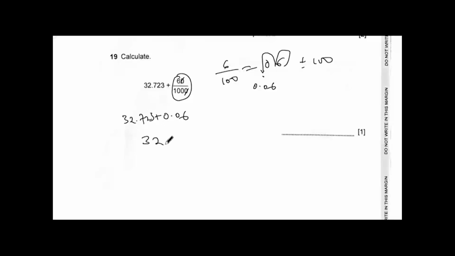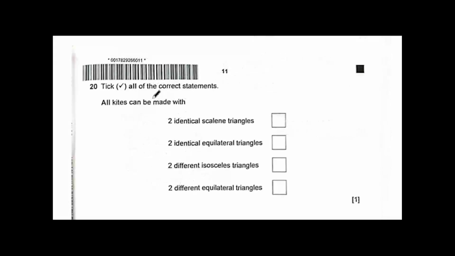So we need to write it like this: 32.723. Then the decimal point must be in line, 0 here, 6 here, and 0 here. So if you want, you can fill up the remaining spaces with 0. Okay, like this. Put 0 here, put 0 here. Then let's add together. So this will be 3, this will be 8, this will be 7. Then the decimal point must be in line. Then 2, add 0, 2, and you have 3 here. So our answer will be 32.783. This is the next question.